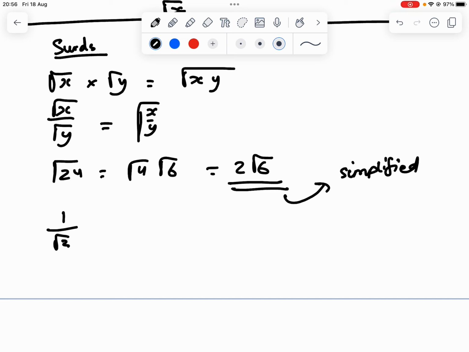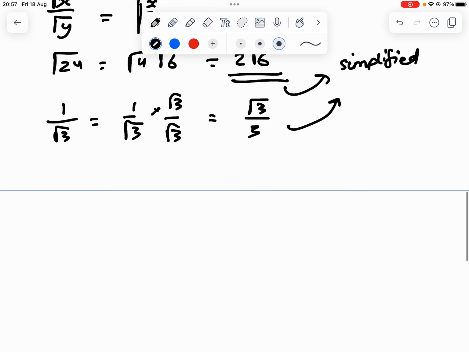1 over square root 3 equals 1 over square root 3 times root 3 over root 3. You times it by the bottom number. Okay, so square root 3 over, what's root 3 times root 3? So that's just 3. And again, this is called more simplified.